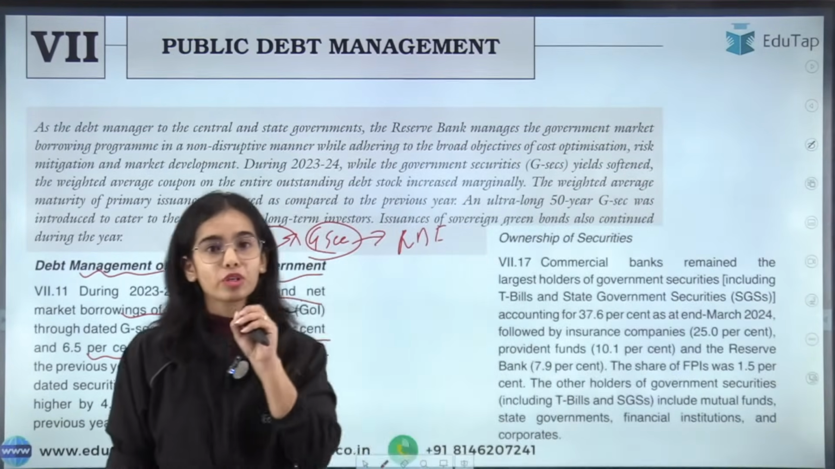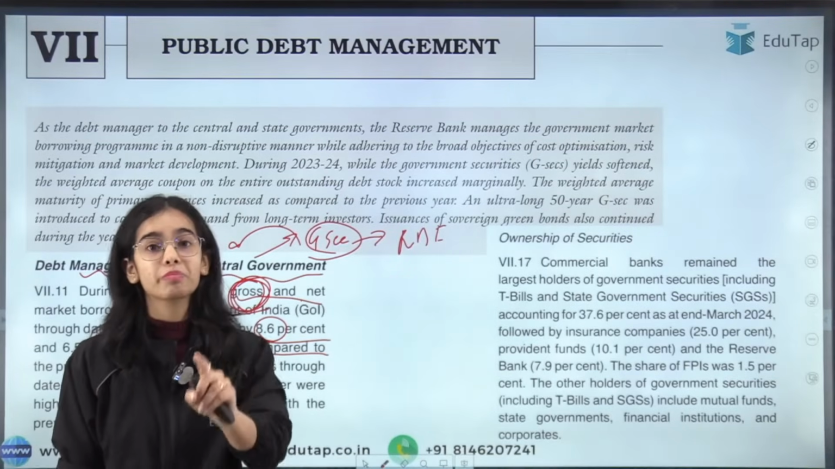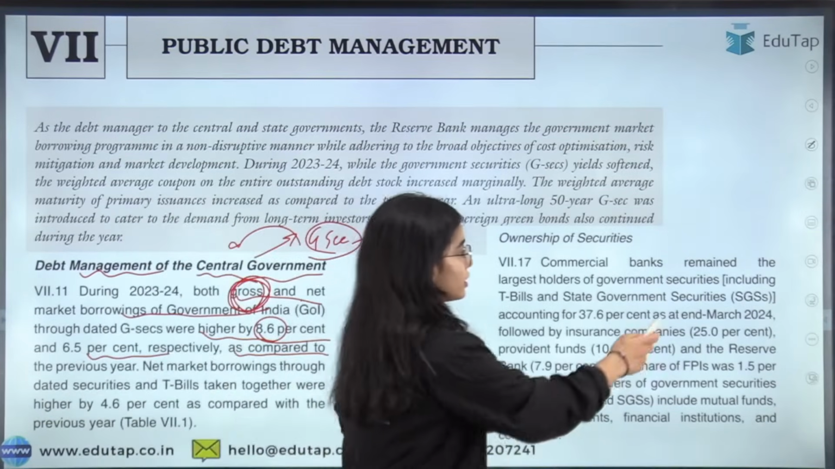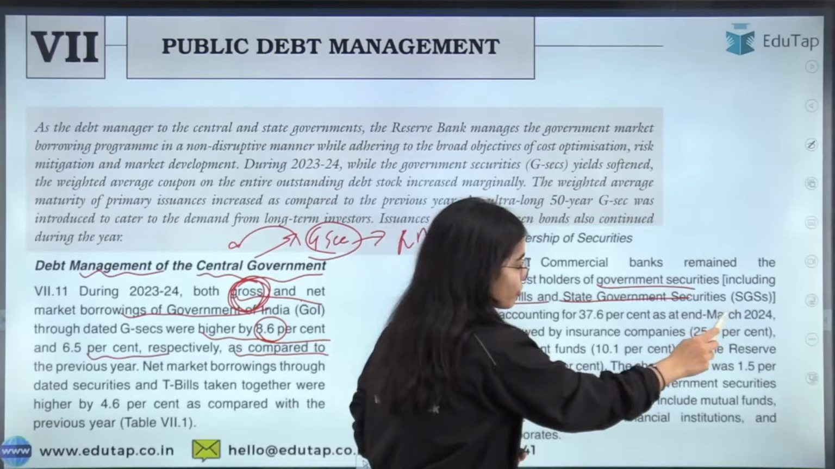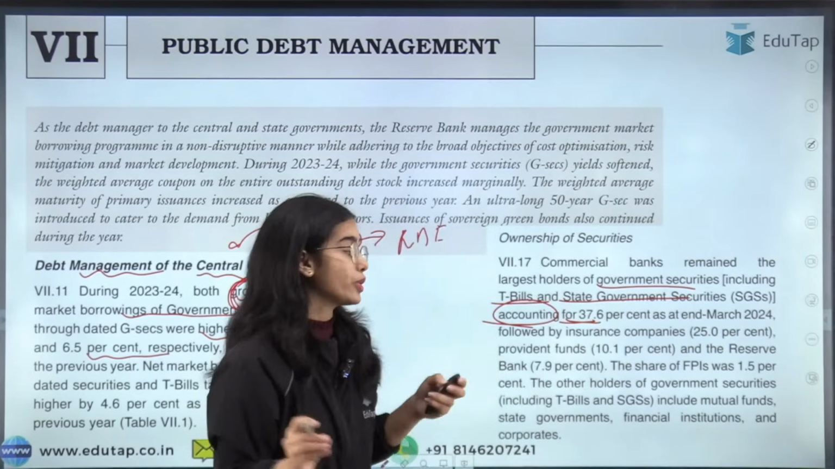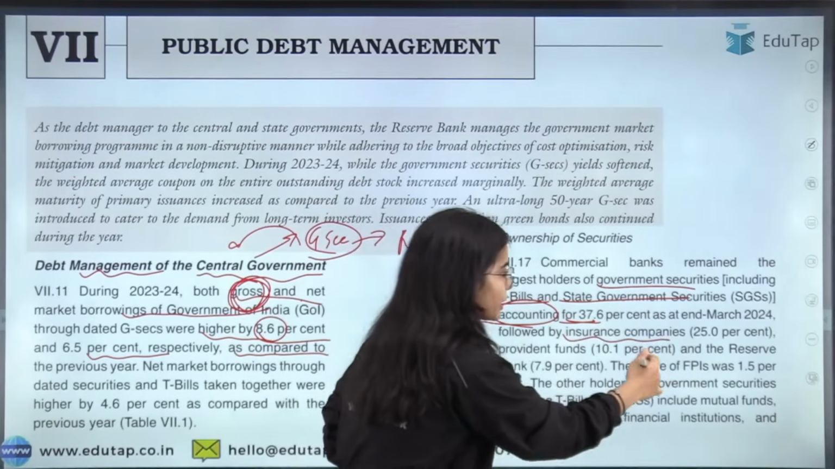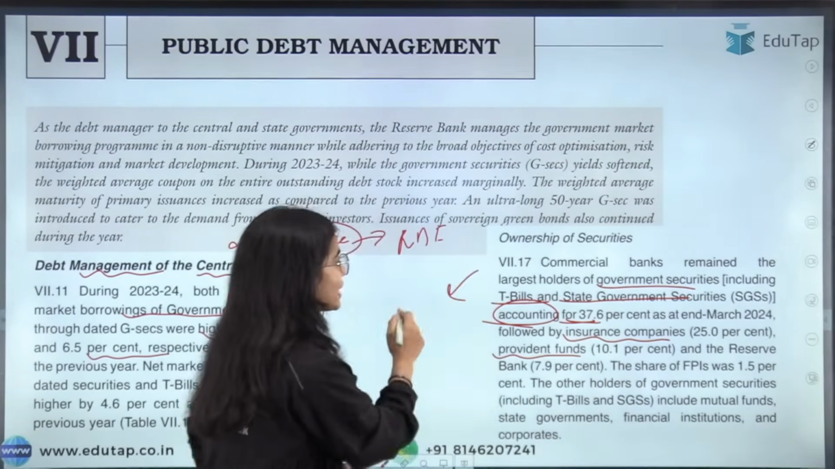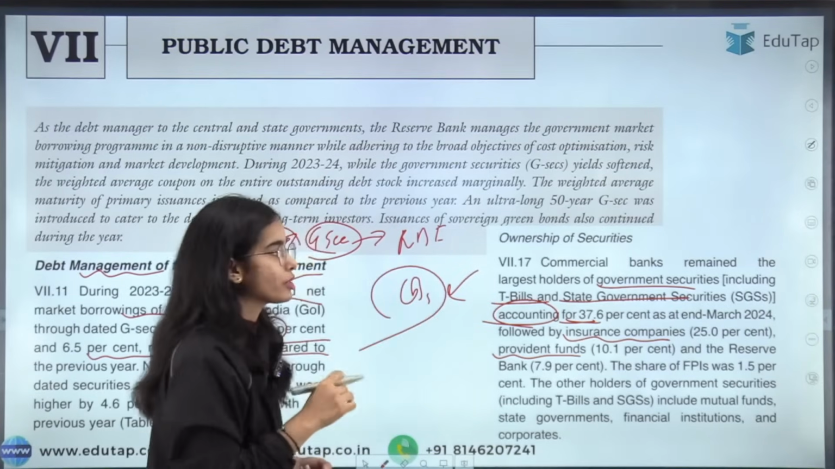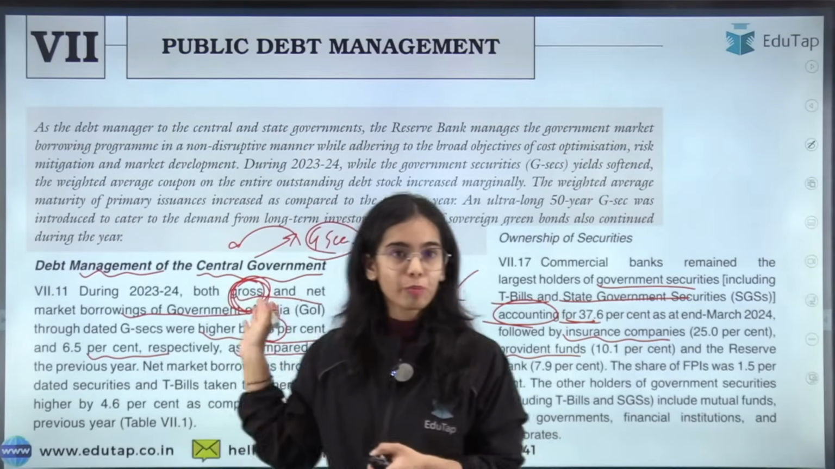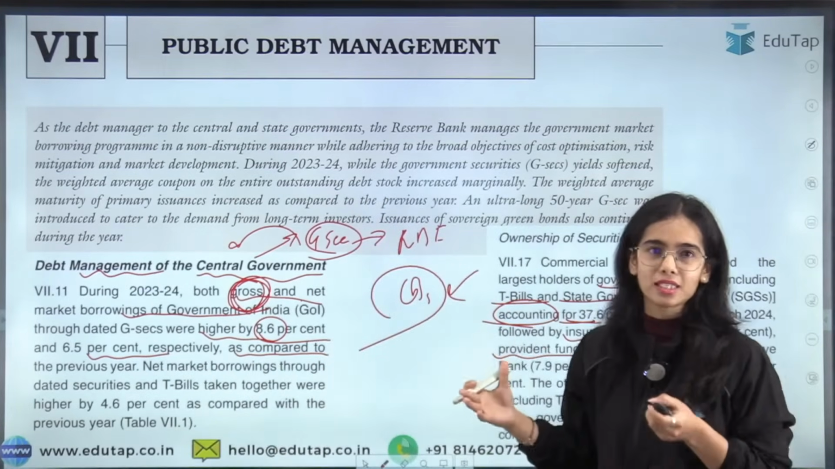So the point that you have to remember here is that the commercial banks remained the largest holders of the government securities, including the T-bills and the state government securities, accounting for 37.6% as at the end of March 2024, followed by the insurance companies, followed by the provident funds and such. So here, what you have to remember is that the commercial banks are the highest holders of the government securities, followed by the insurance companies and such. Percentages are not very important from here, but the basic idea is important, okay?